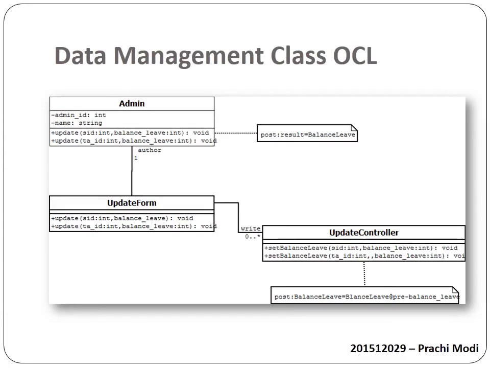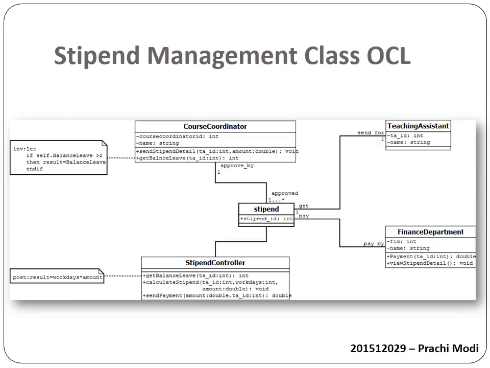This is the data management class. In this, there are 2 constraints. Number 1, on the admin class, it should return balanced leave. For the update controller, the constraint is that it should update the leave, that is, from the balanced leave, it should deduct the number of days a student has applied for leave and return the final balanced leave.